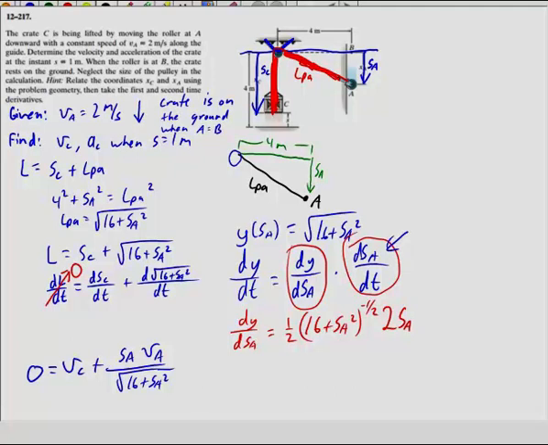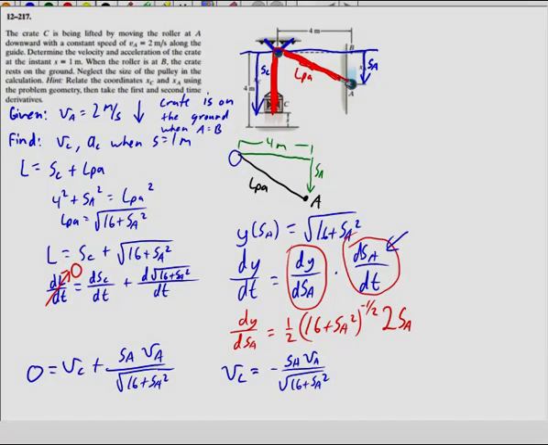Part of what we want to find is the velocity of C when S equals 1. So I'm going to go ahead and solve for the velocity of C. It's equal to negative SA VA over the square root of 16 plus SA squared. So you notice to get that, we need the velocity of A, which is given, but we also need the position of A. Position of A is what we have to find out next.